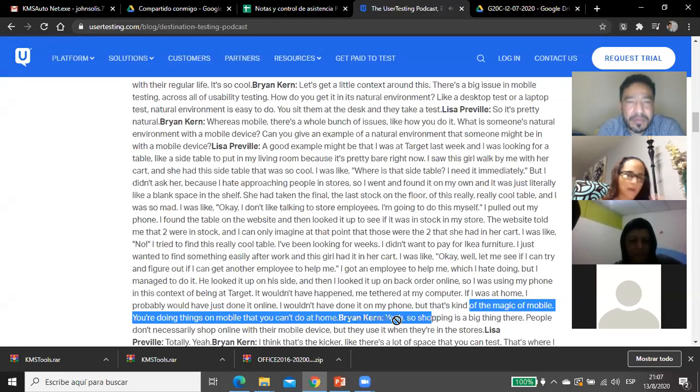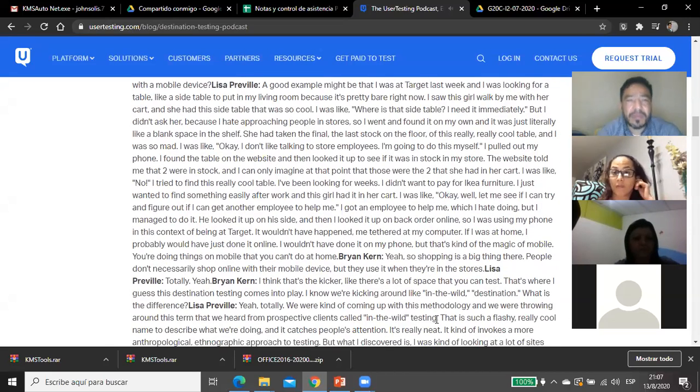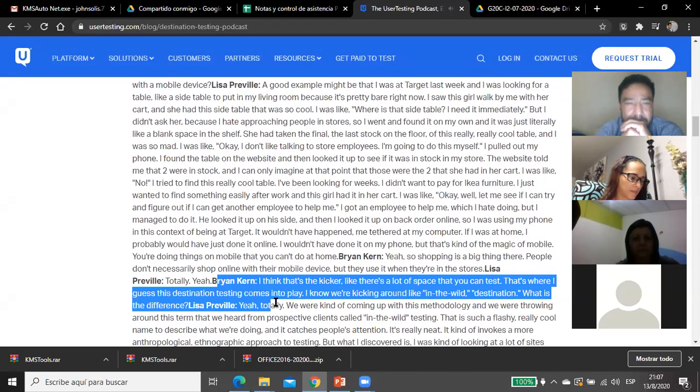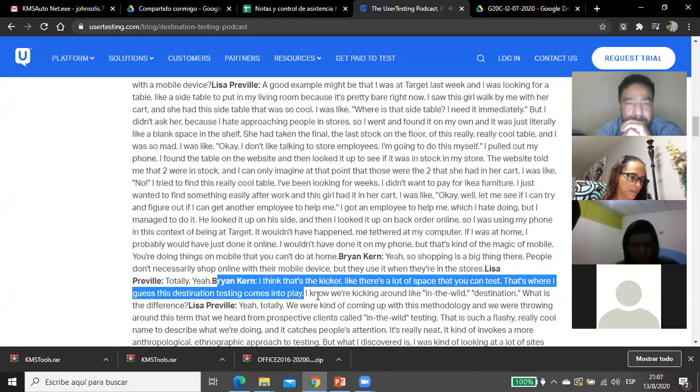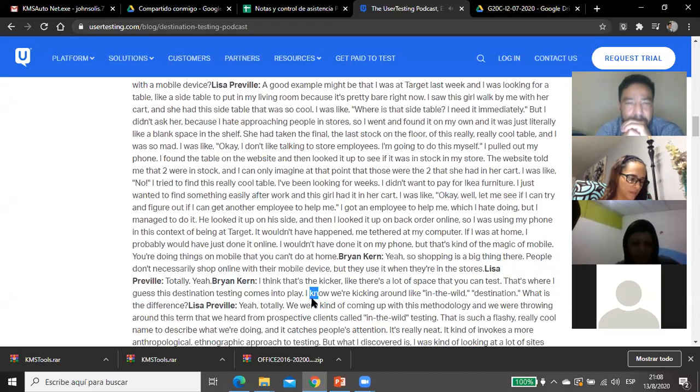Yeah, so shopping is a big thing. People don't necessarily shop online with a mobile device, but they use it when they're in the stores. Totally. So I think that's the kicker, that there's a lot of space that you can test. And that's where I guess this destination testing comes into play. So I know we're kicking around in the wild and destination. So what is the difference?